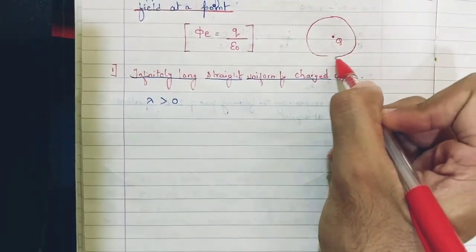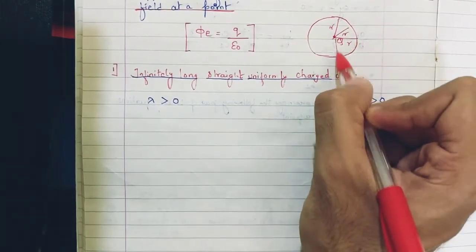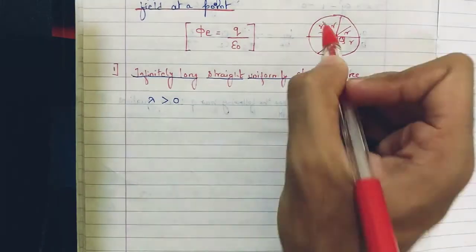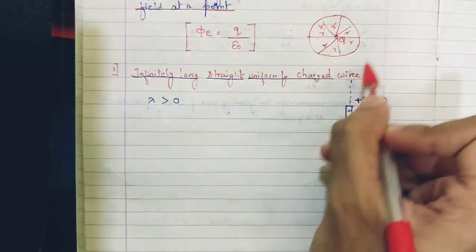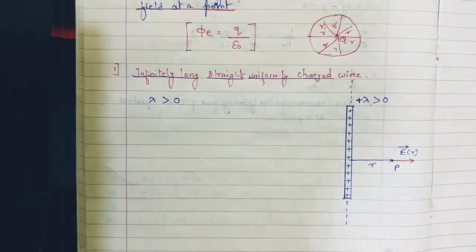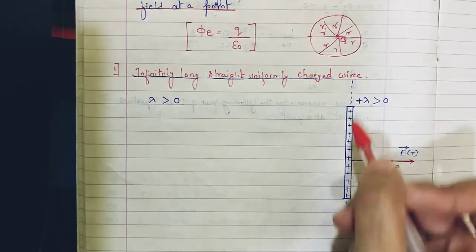That is, if you consider equal radius r, at that particular radius the value of electric field would be same, correct. If this was r1, if I take r2, it will be same again. So that forms a sphere, a 3D sphere, in all the sides. But here we have an infinitely long, straight, uniformly charged wire.